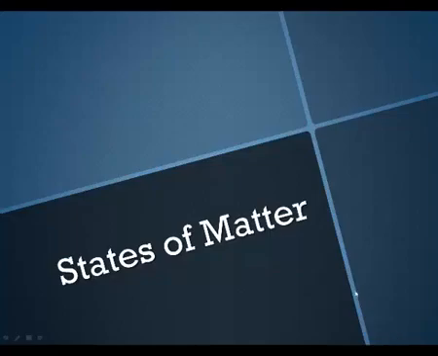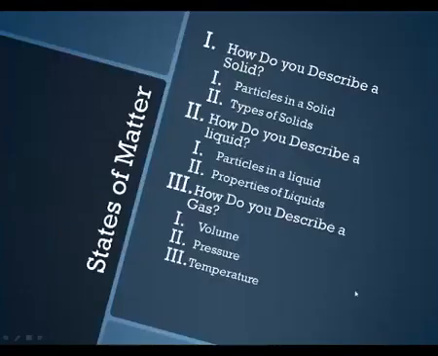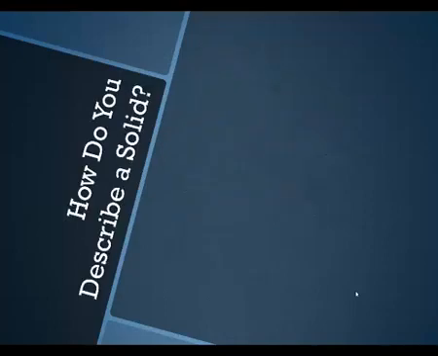States of matter. In this lesson, we will look at how we describe a solid. Specifically in that area, we will talk about particles in a solid, types of solids, and then we will go on and talk about how we describe a liquid, and we'll talk about particles in liquids and properties of liquids, and then finally in this lesson we will talk about how gases are described. And in that section we will talk about volume, pressure, and temperature. So how do we describe a solid?